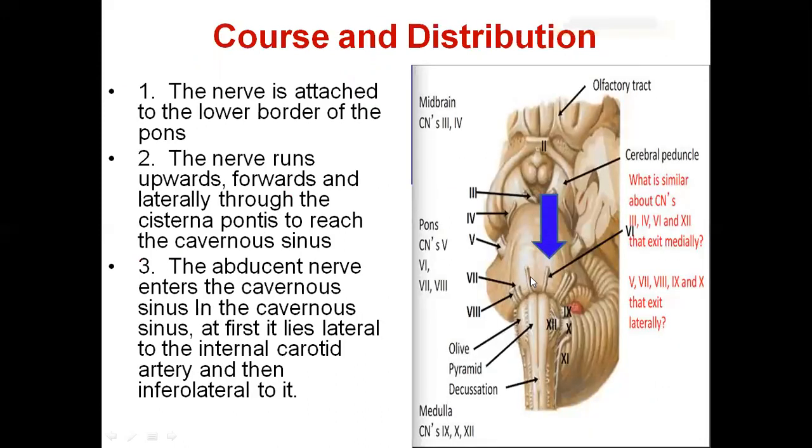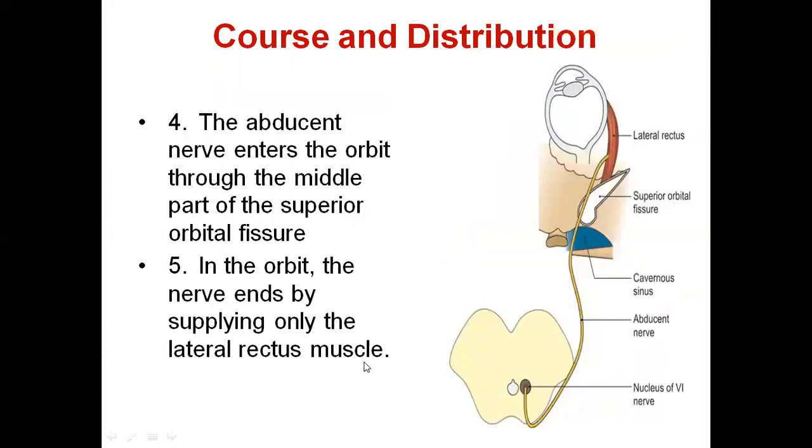So this is our abducent nerve, that is the sixth cranial nerve, you can see here. The nerve is attached to the lower border of the pons. This whole thing is the pons and this is the lower border of the pons. The nerve runs upwards, forwards and laterally through the cisterna pontis to reach the cavernous sinus. Okay. The abducent nerve enters the cavernous sinus. In the cavernous sinus, it first lies lateral to the internal carotid artery and then inferolateral to it.